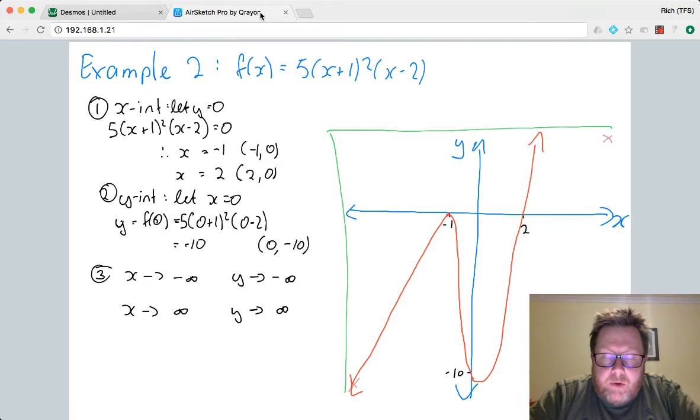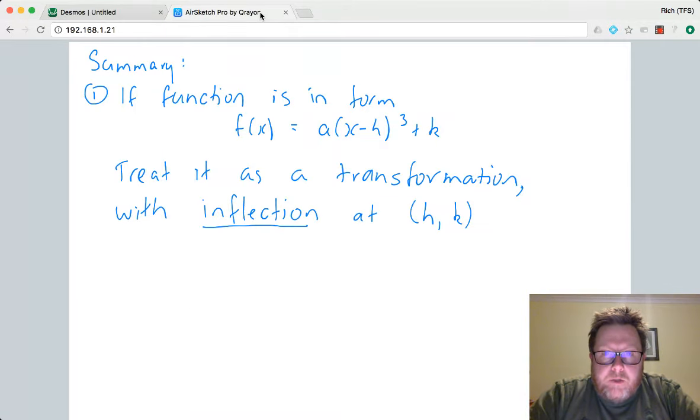Now, I've got a summary for you to help. You can copy it directly into your summary books if you prefer, or you can do your own summary. But this is basically it, the story so far. So if we've got the function in the form of a transformation, so f of x equals a outside of x minus h all cubed plus k, h could be 0, k could be 0, a can't be 0.